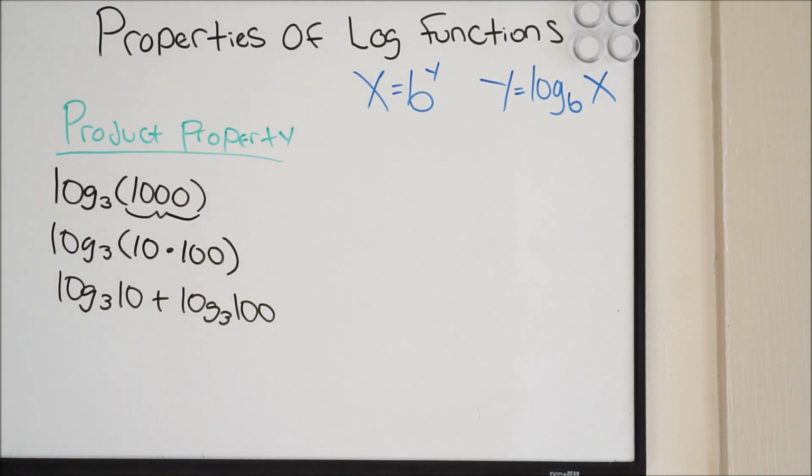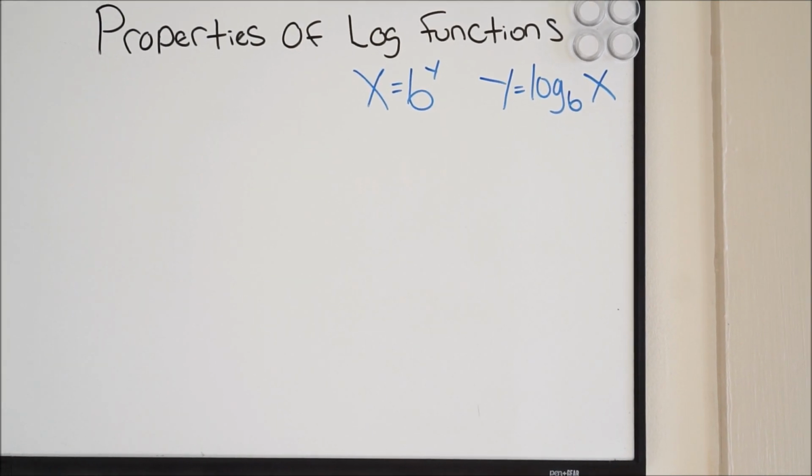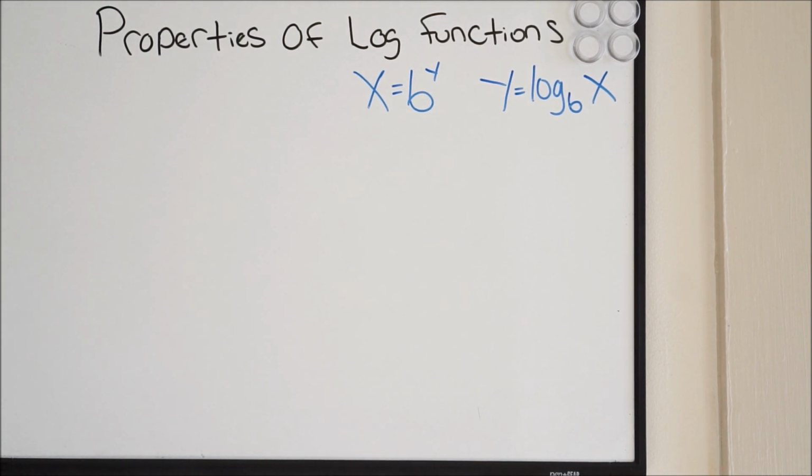Let's do another example. Our next example will be the quotient property. So we're going to go ahead and write that out, quotient property.